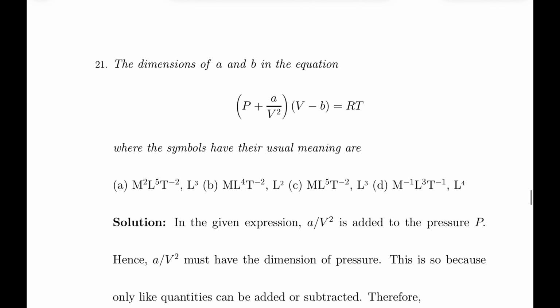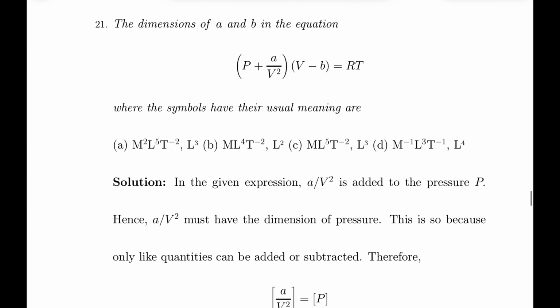Next, find the dimension of A and B in this given equation: P plus A by V square into V minus B is R into T, where the symbols have their usual meaning. The options are given here for the two quantities A and B.